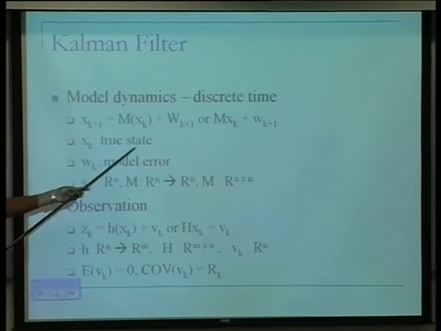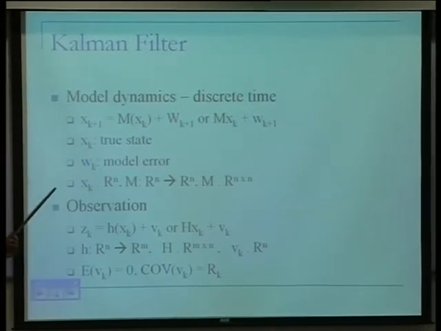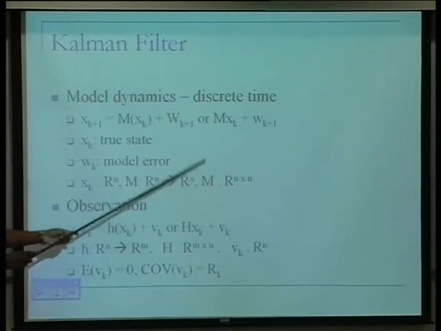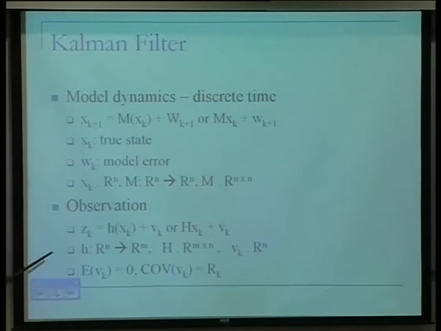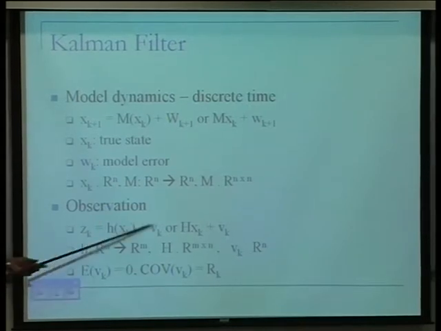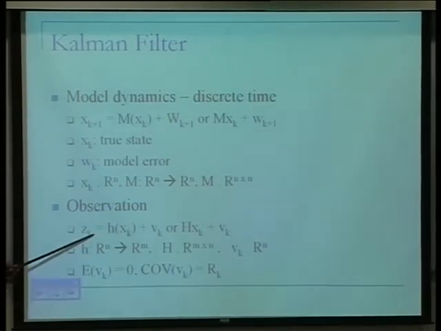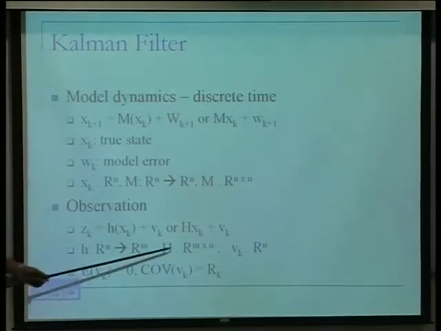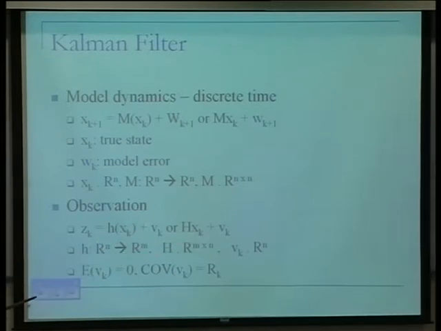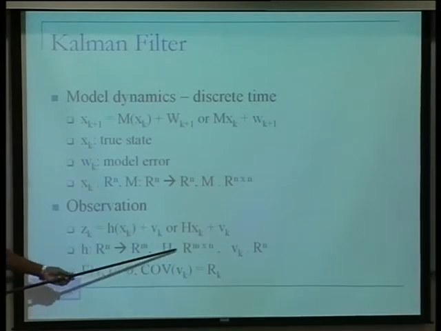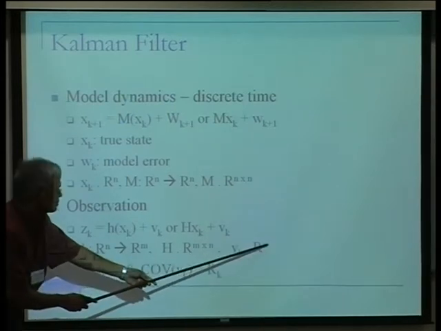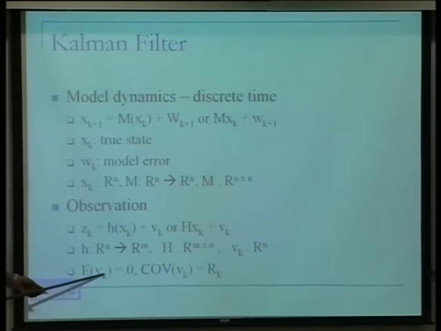So xk is the true state, wk is the model error, xk is in Rn, M is a map from Rn to Rn. If it's a linear model, it's a matrix. Observations, we have seen it several times over, this is probably good to see. Zk is equal to h of xk if the observation is nonlinear. This is the linear case. This is a function from Rn to Rm. Vk must be in Rm. Sorry, that's an error. The mean is 0, the covariance is Rk. Standard assumption.